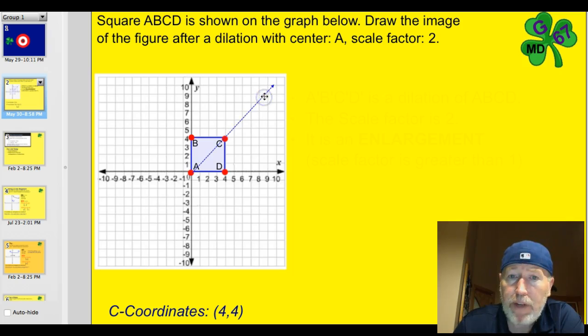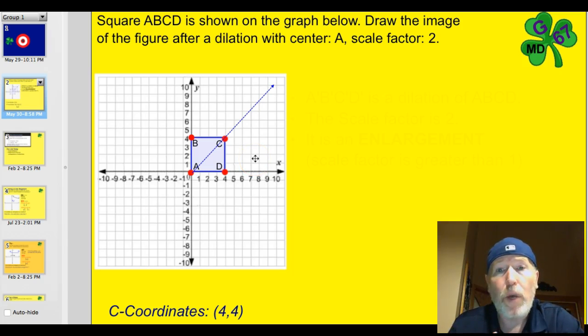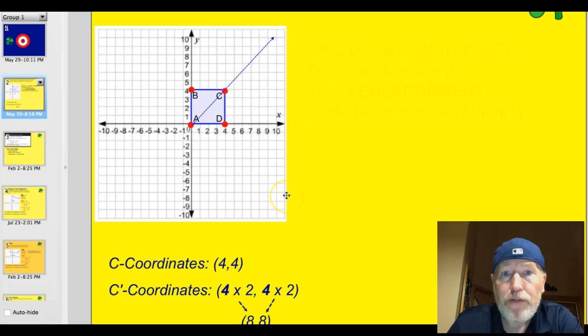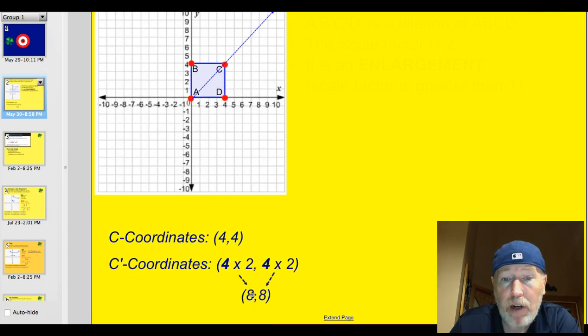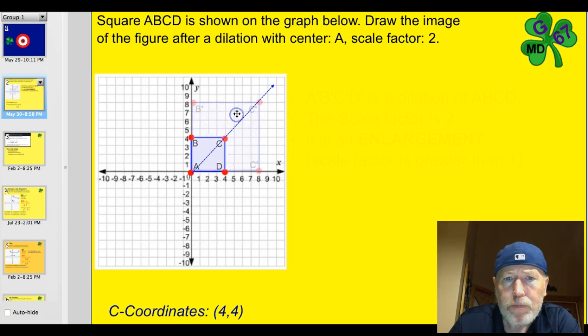We could even figure out that C would probably be up here. We could sketch it, or we could do any of these points mathematically too. To find those, you take the coordinates, like (4, 4) for point C, and you multiply each side of that coordinate pair by the scale factor. My new point is (8, 8). So now I can click that in, and there you can see my dilation.